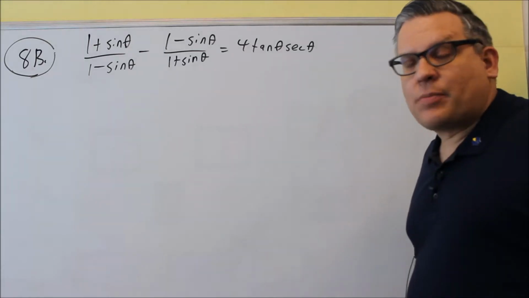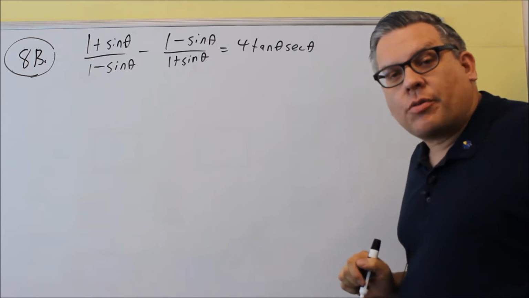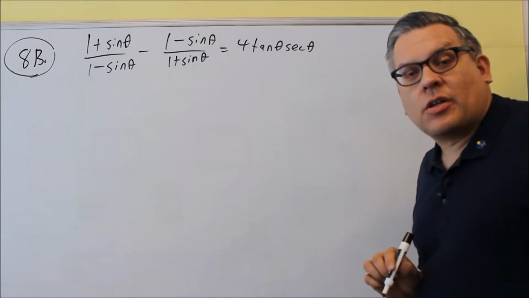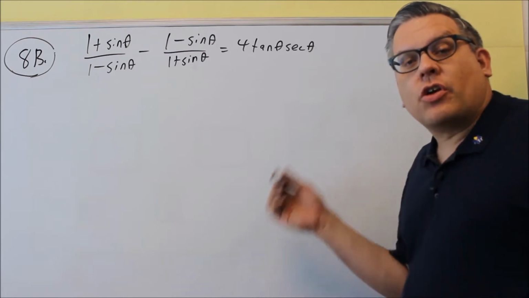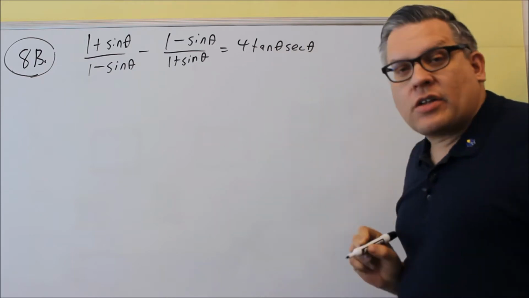Okay, just verify the identity problem. We work one side out and possibly the other side until both sides are equal. So the list of strategies that are in the section that we talked about in the notes, where the first thing you can do is change everything into sines and cosines. So we can do that with the right hand side.